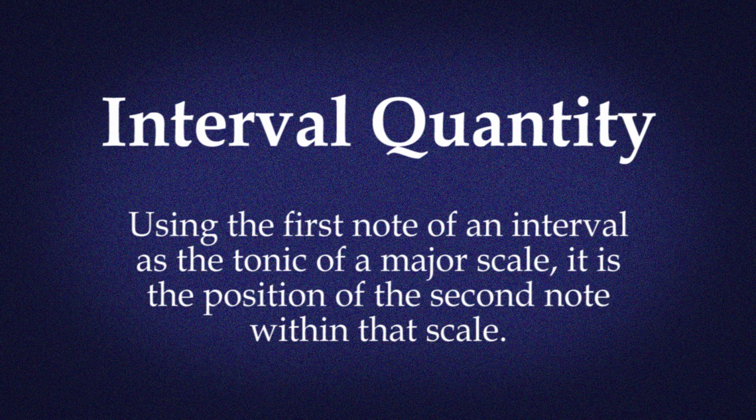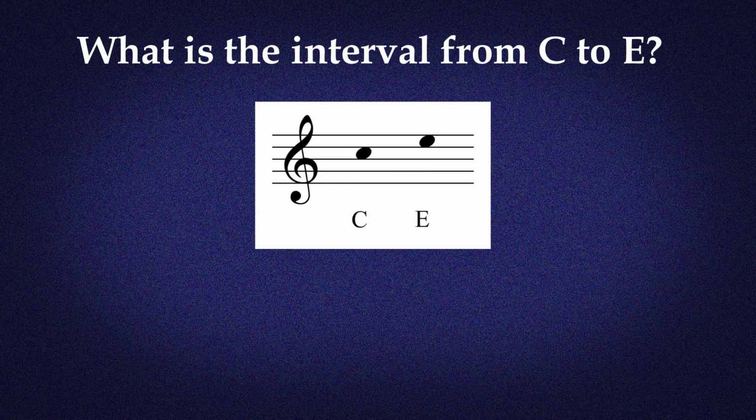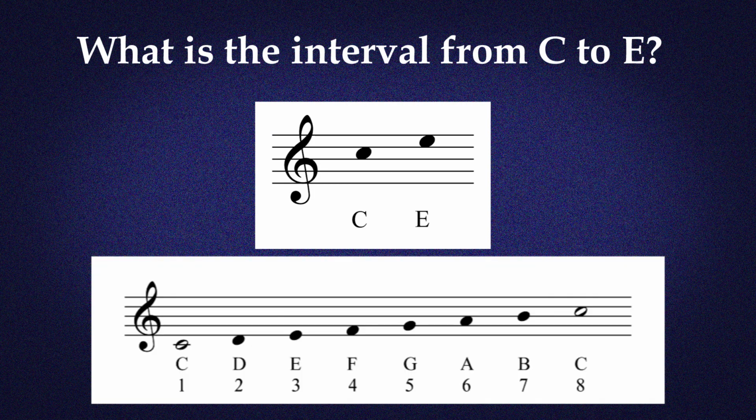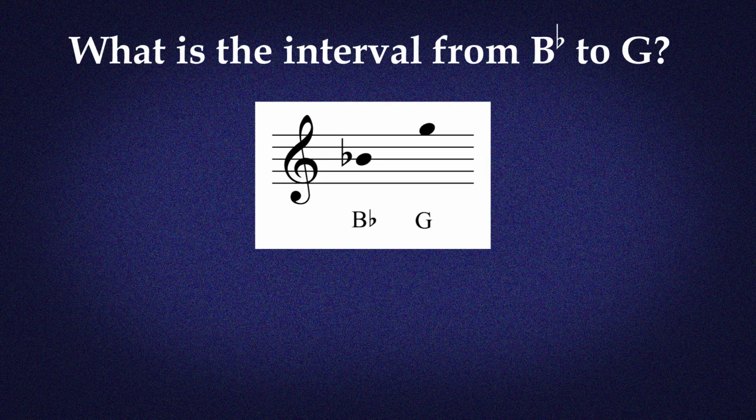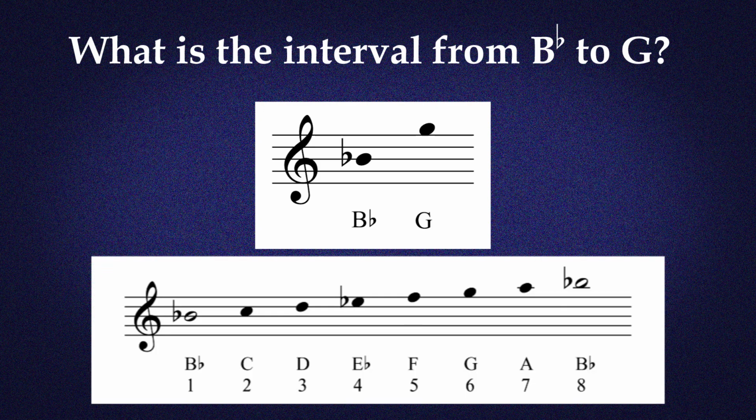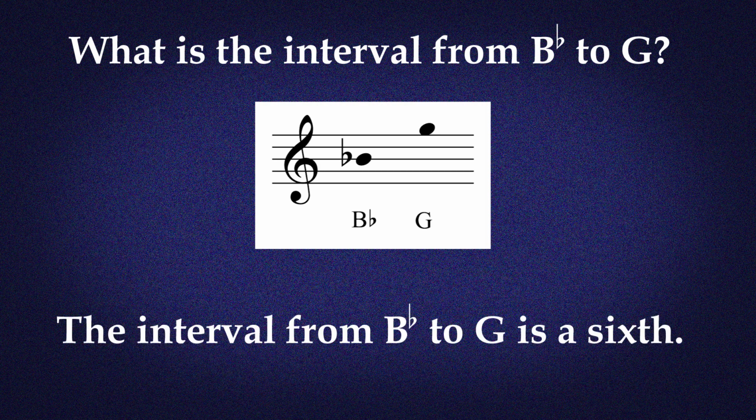So if I wanted to know the interval from C to E, I would use the C major scale. Since E is the third note of the scale, I would call that interval a third. From C to E is a third. If I want to know the interval from B flat to G, I would use the B flat major scale. Since G is the sixth note of that scale, we would call that interval a sixth. From B flat to G is a sixth.